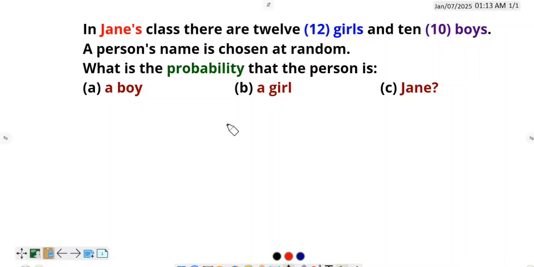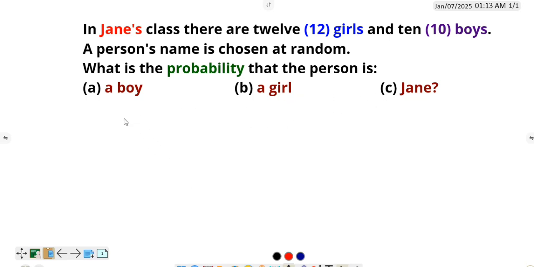In this presentation, we are going to answer a question coming from probability. So this is the question. The question reads, in Jane's class, there are 12 girls and 10 boys. A person's name is chosen at random. What is the probability that the person is A, a boy, B, a girl, C, Jane?